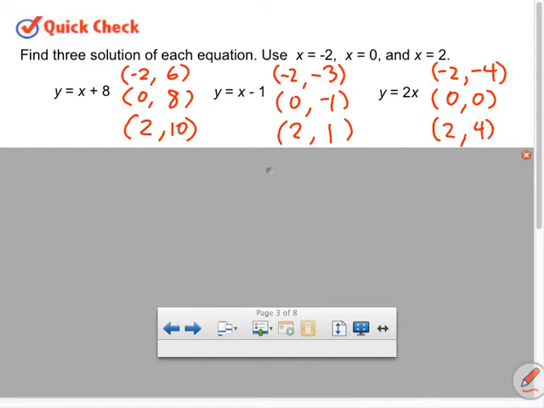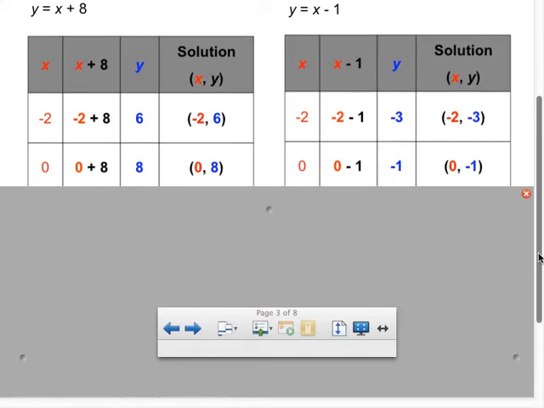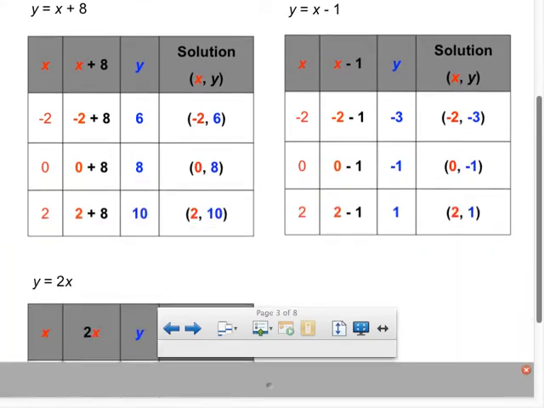So here's the table of values that go with these. That's just to give you guys an understanding of where my numbers come from. Okay, do you have a question about this?